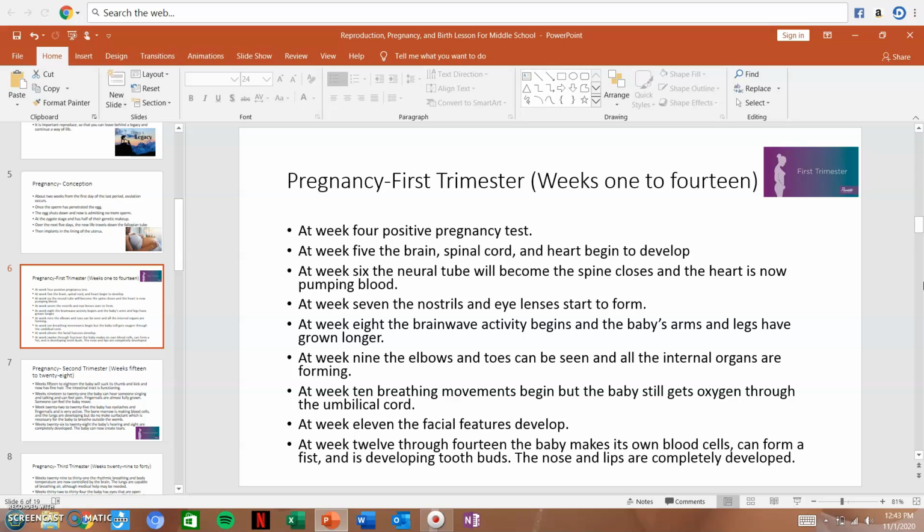At week 10, breathing movements begin, but the baby still gets oxygen through the umbilical cord. At week 11, facial features develop, and at weeks 12 through 14, the baby makes its own blood cells, can form a fist, and develops tooth buds. The nose and lips are also completely developed.